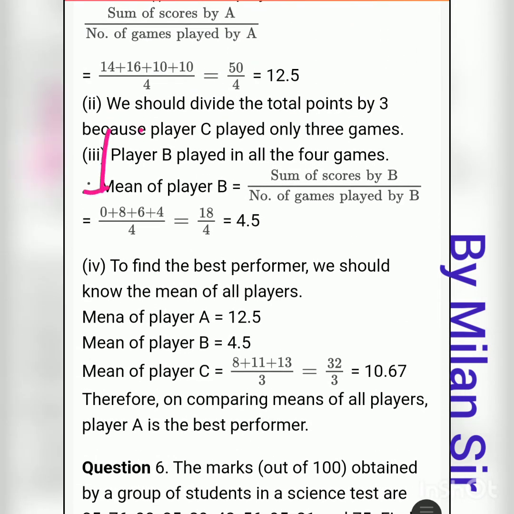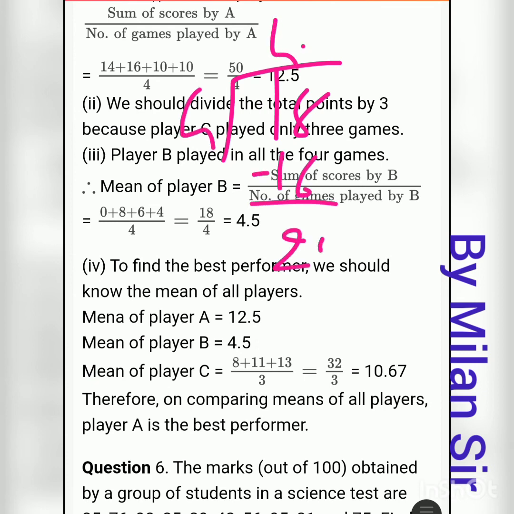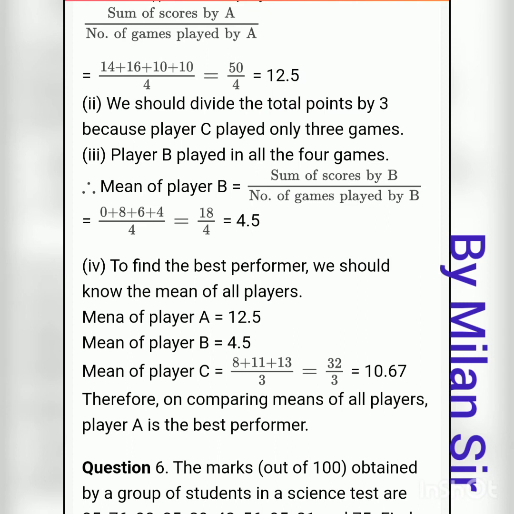Okay, so here 0 plus 8 plus 6 plus 4 divided by 4, so 18 by 4. Now 18 by 4, 4 4s are 16, 2 remainder, here decimal point. So 20, 4 5s are 20. So the answer is 4.5. So the mean for player B is 4.5.